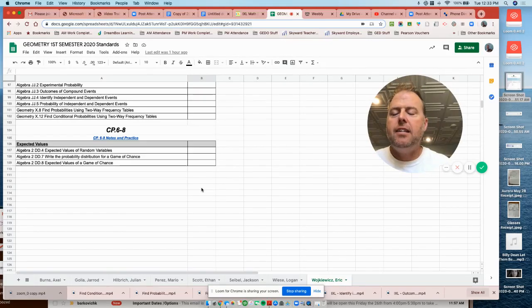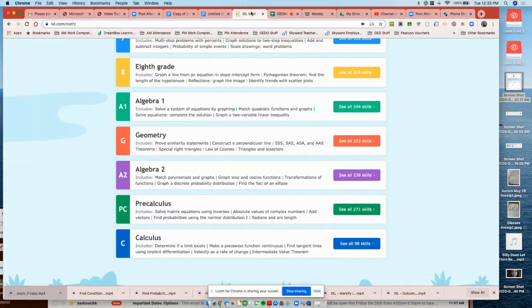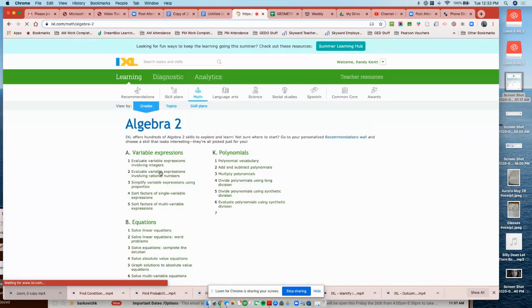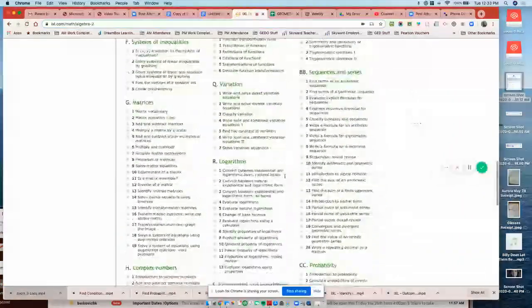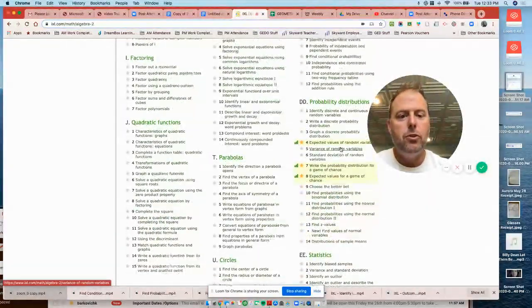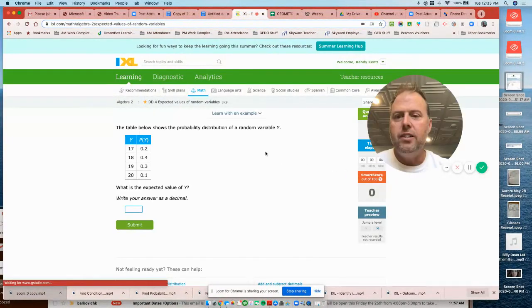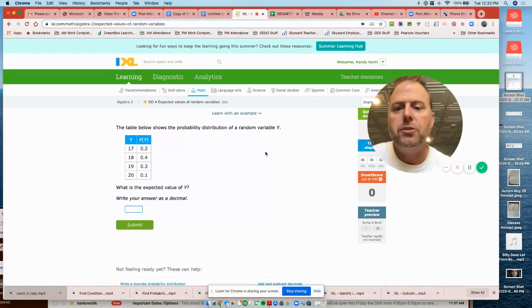All right, so this last standard is going to be CP 6 through 8. It's all about expected values, and it has to deal with probabilities, games of chance, and variables. So let's take a look at this. We're going to have to go into Algebra 2 to find this. So it's the only thing that exists within Algebra 2 that I would have you do. And it's over here at DD4, and it is the expected value of random variables.